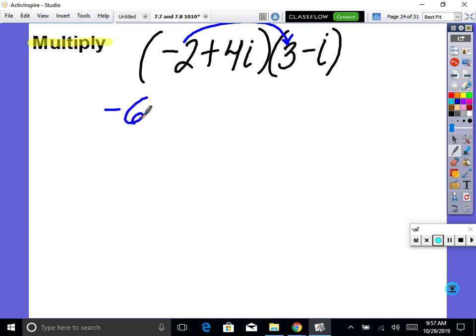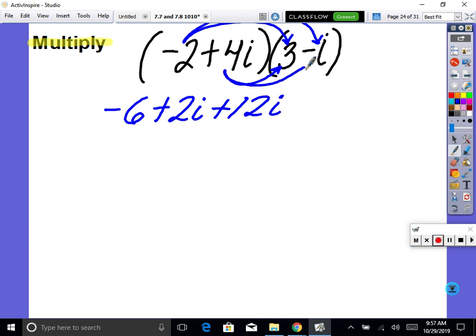-2 times 3 is -6. -2 times -i is plus 2i. 4i times 3 is plus 12i. Right here is usually where people mess up and they don't realize it, because it doesn't give anything alarming if you mess up. A lot of times they'll write -4i because they're just messing up. i times i is not i, it's i squared.